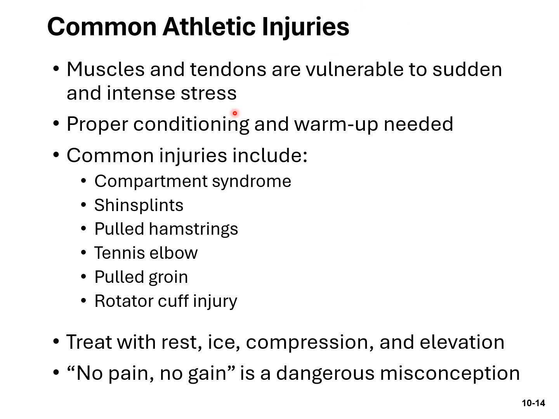And the most common injuries: compartment syndrome is when the different compartments become inflamed. Shin splints are on the front with the tibialis anterior. You can pull the hamstrings, the ones in the back. You can also have tennis elbow in the elbow. You can pull the groin, and then you can also have the most important one, which you hear over and over again, the rotator cuff, with the supraspinatus, infraspinatus, teres minor, and subscapularis.